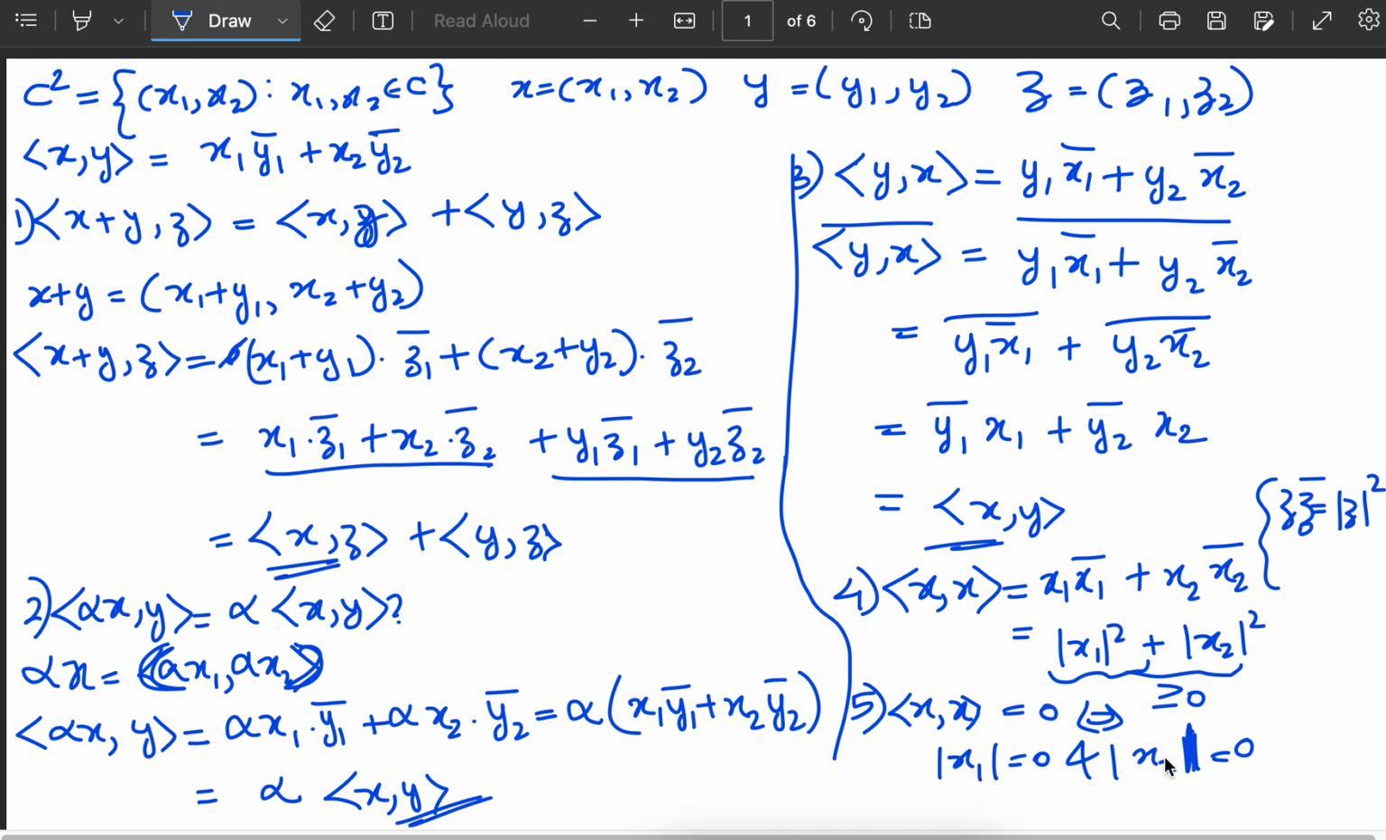The modulus of x1 and x2 being equal to 0 means each number x1 and x2 must be equal to 0, which implies x is equal to 0. So that property is also satisfied. So we can conclude that this is an inner product in C square. Similarly, in the case of R2, which means the collection of all x1, x2, where x1 and x2 are real numbers.